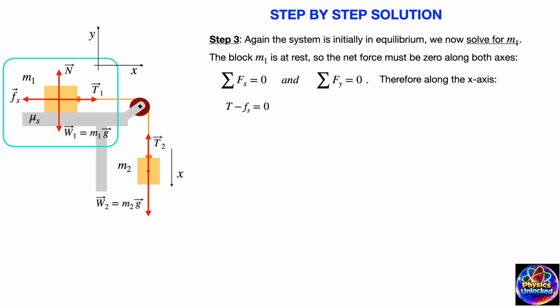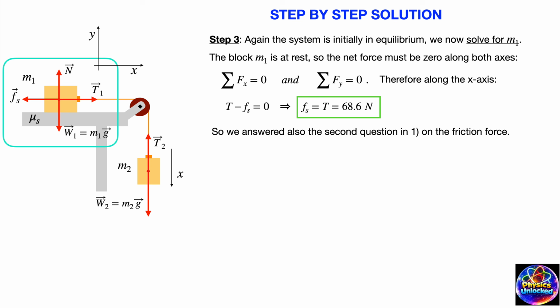I remember that T1 is now T, because T1 is equal to T2 and it's equal to T. So T minus Fs equals 0, and that's the first equation along the x-axis. And then with this we may calculate the static friction, which is the same as the tension, 68.6 newtons. With this we answer the second part of question number 1 on the friction force.